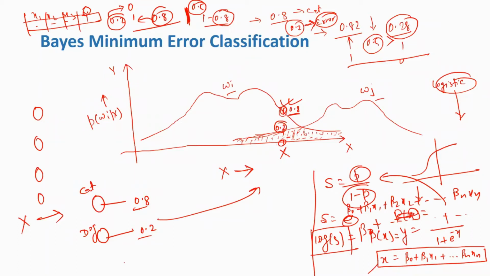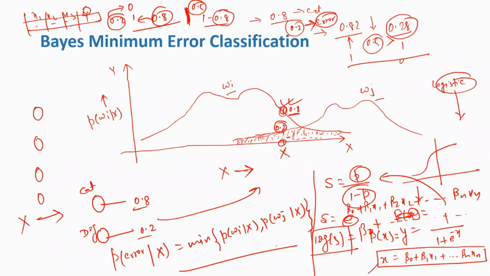So this probability of error, given any feature vector x, is given by the minimum of these two probabilities: probability of omega i given x, comma, probability of omega j given x. This is nothing but the error. Whatever probability you are finding, which tells that it will not belong to the class correctly, that is the error. And we find that error by taking the minimum value from the classes.